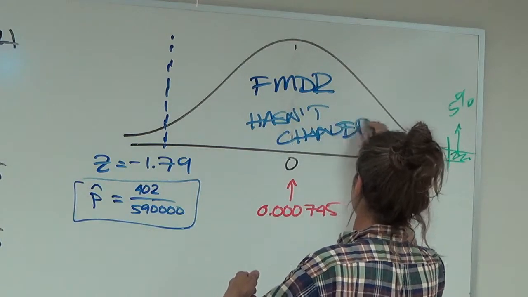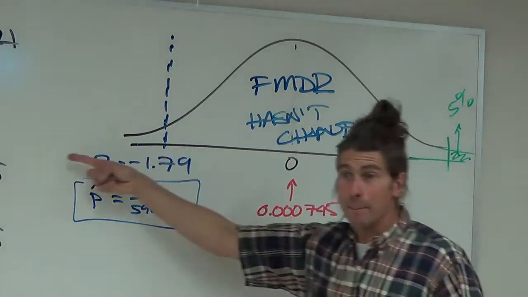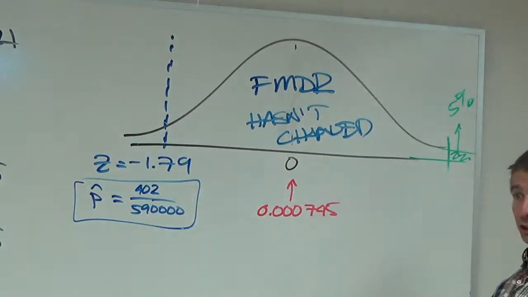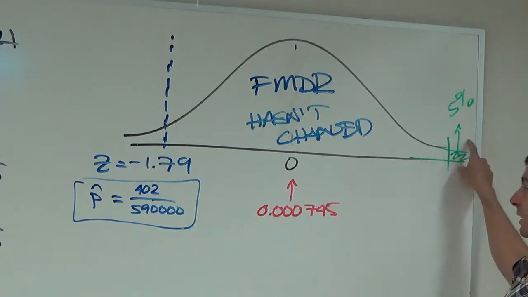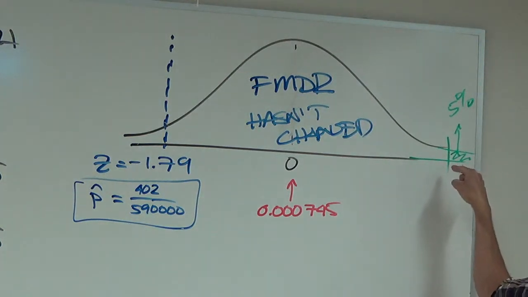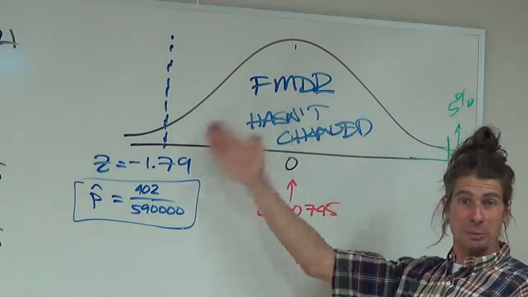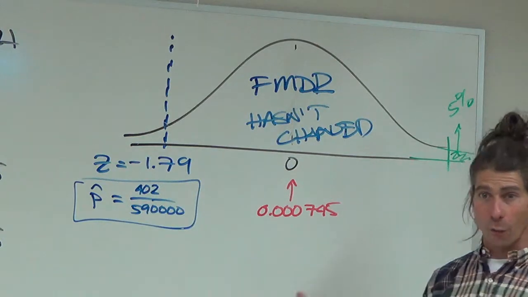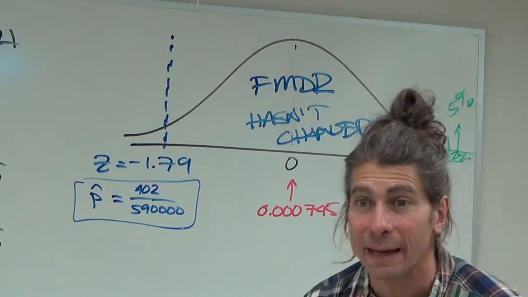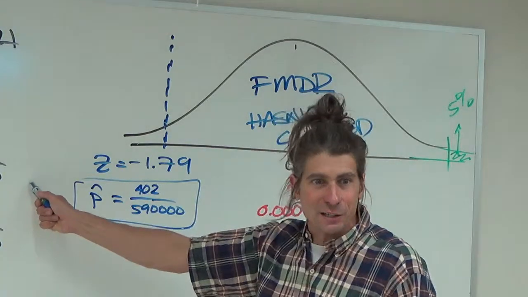That's what this curve is in English, isn't it? The Florida motorcycle death rate hasn't changed. Maybe it's even gotten better, but it hasn't changed for the worse. This is change for the worse. In order for us to believe it's changed for the worse, we have to land out here. We didn't land out there, we landed down here, which is that it's no worse than it used to be. So that's why our p-value is so big. Our p-value is so big because our data agrees with the null hypothesis.